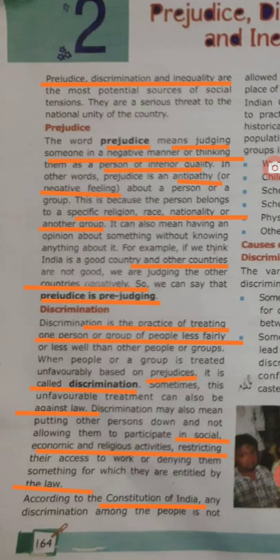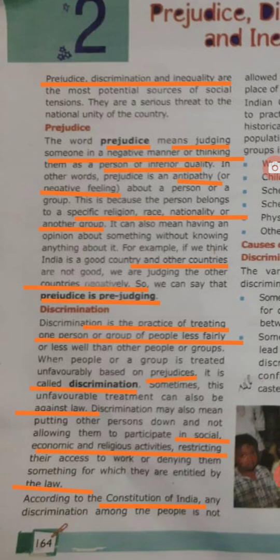Discrimination is the practice of treating one person or a group of people less fairly or less well than other people or groups. For discrimination, we treat people less fairly. For example, on the basis of caste, in Hindus there are four varnas or caste system: Brahmanas, Kshatriyas, Vaishyas and Shudras. So the Brahmanas treat Shudras very unfairly. They say don't touch us, don't enter our religious places. This is a type of discrimination.